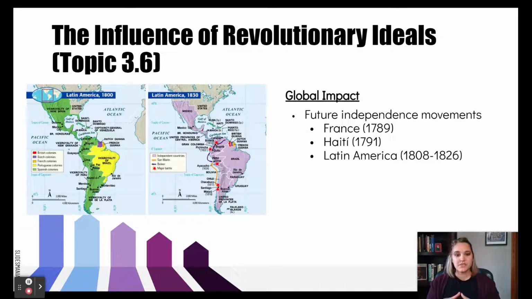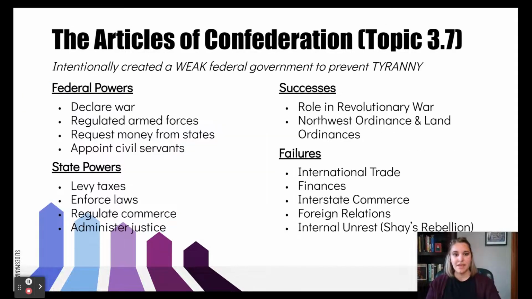Okay, global impact. We see future independence movements using the same language of the American Revolution and of the Enlightenment. So the French Revolution, the Haitian Revolution, rebellions in Latin America or independence movements there, all were fueled in part by the language of the American Revolution. And so while the American Revolution took the ideas from the Enlightenment, those other revolutions will do the same. And so we see these ideas having a broad impact around the world.